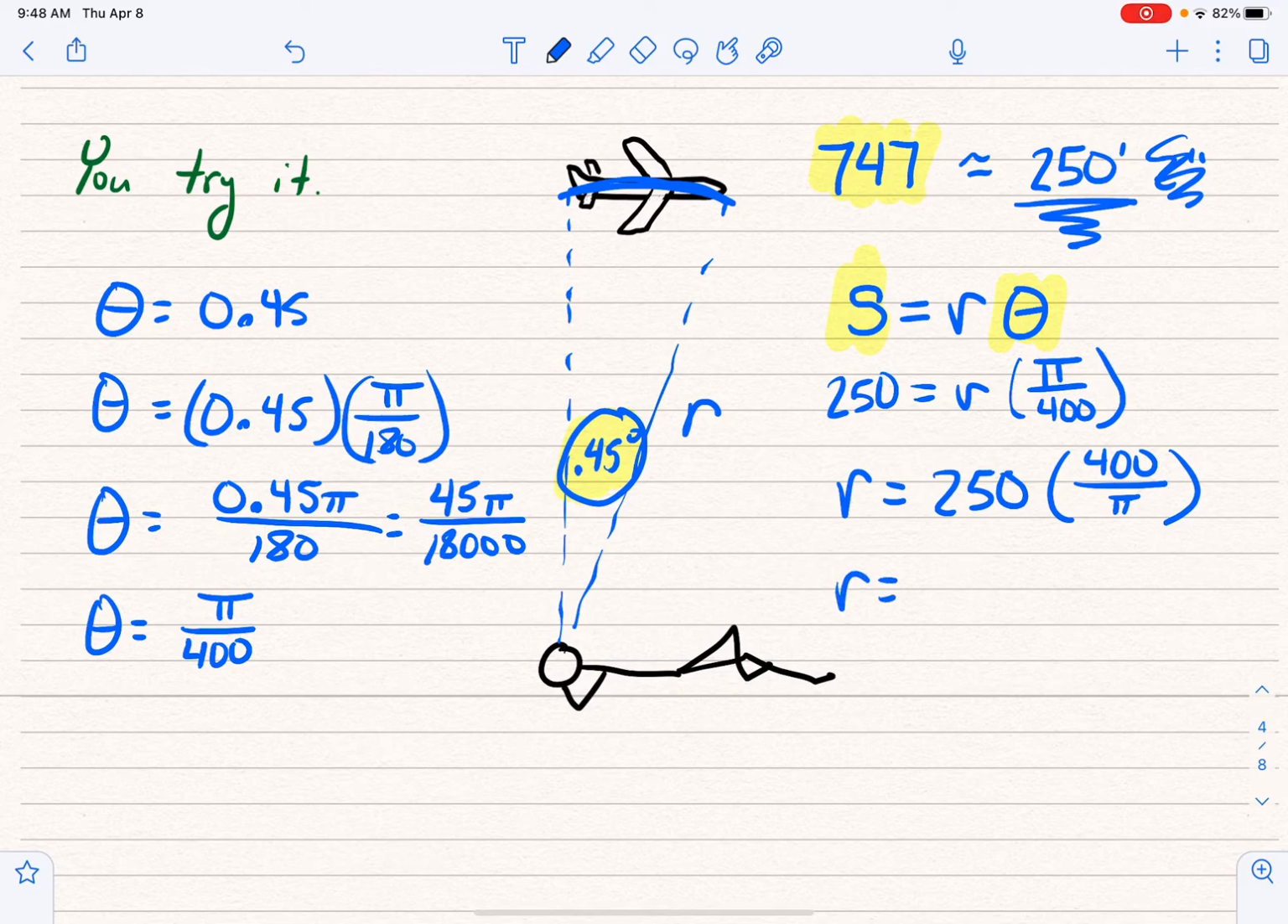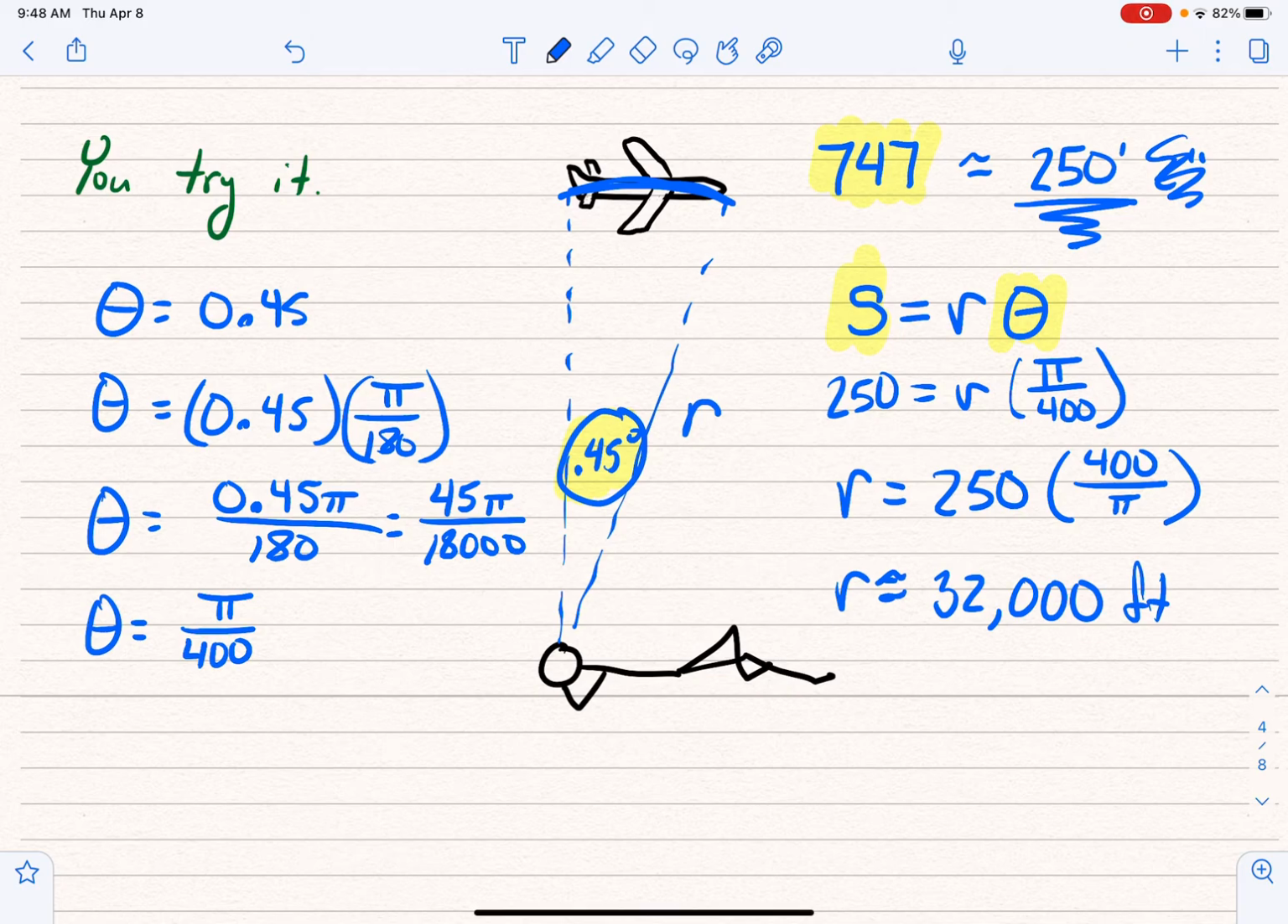And at this point, I can plug this into a calculator and say, okay, so 250 times 400 divided by pi, and I get that it's about 31,830 feet. So as we said, we're going to round to the nearest 1,000 feet. I'd say that plane is flying at about 32,000 feet.